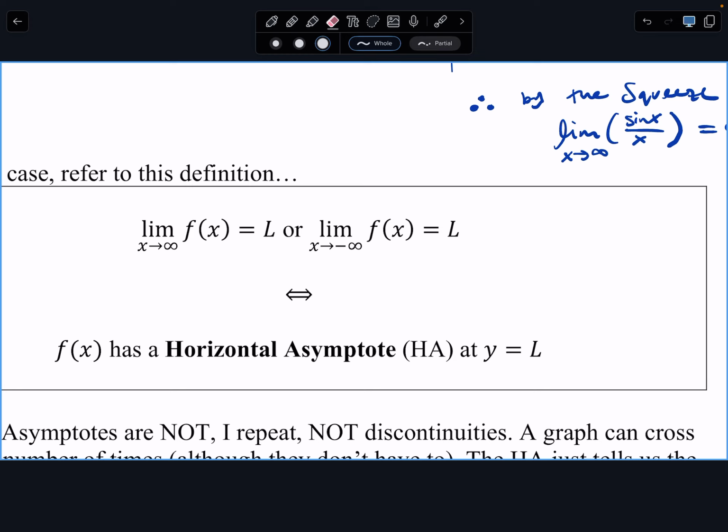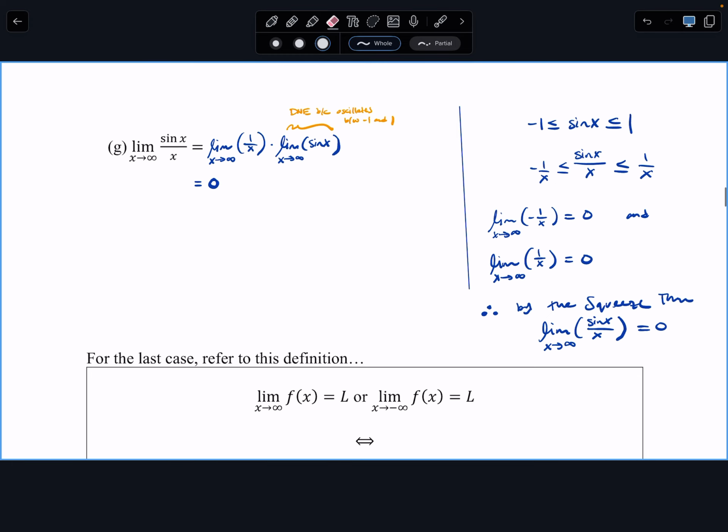When we've studied rational functions, there's only been one. A rational function, which is a ratio of two polynomial functions, will only have one horizontal asymptote. But it gets a little bit more interesting, and we'll look at some of those next class, where there could potentially be two horizontal asymptotes. Squeeze theorem.